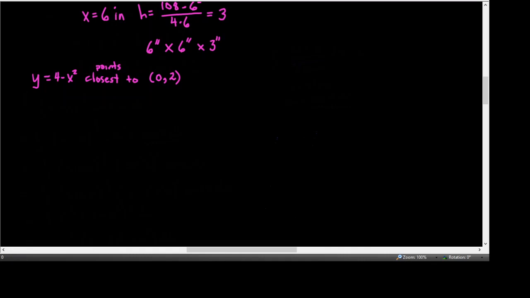So to find the points closest to the point 0, 2 that this curve approaches, let's look at this graphically and see what we're dealing with. Of course, the parabola is one that opens downward with a y-intercept of 4 and x-intercepts of -2 and +2.